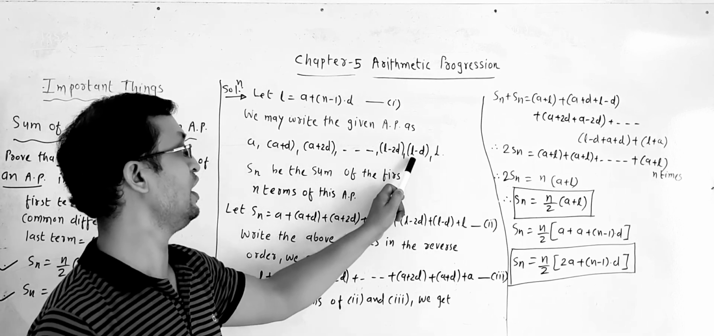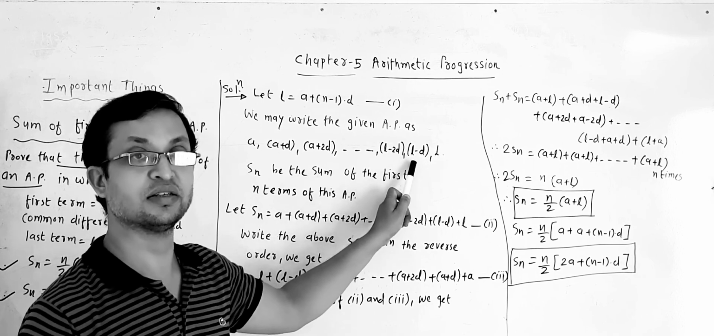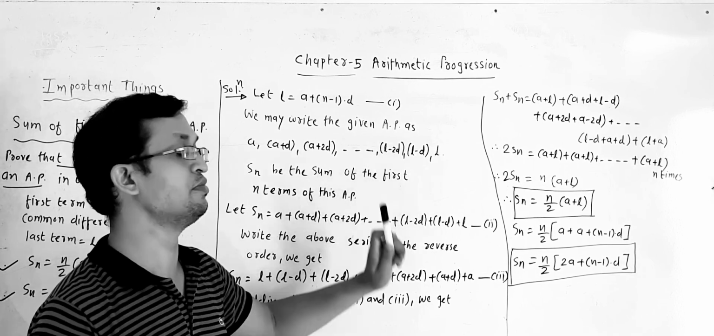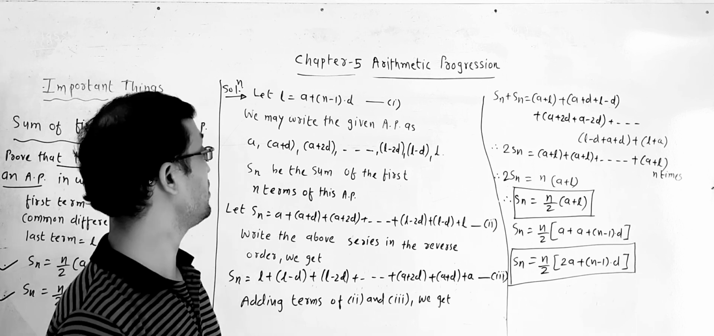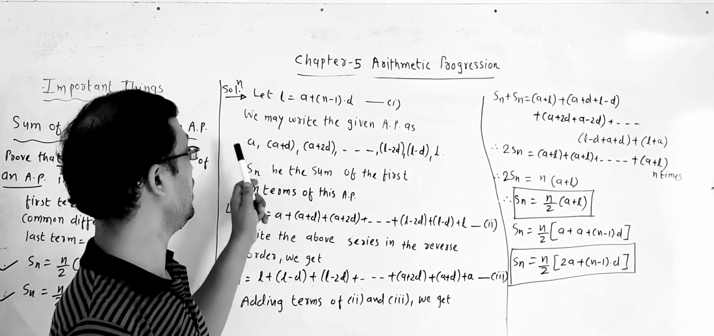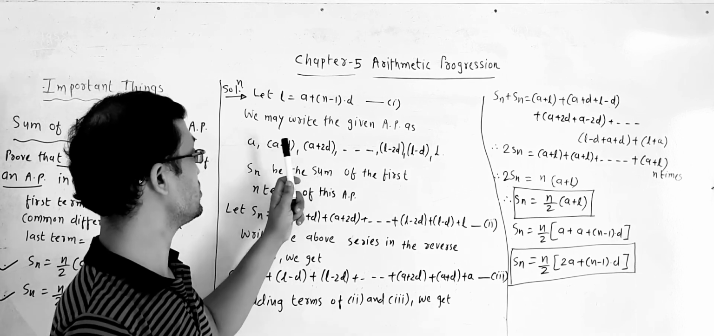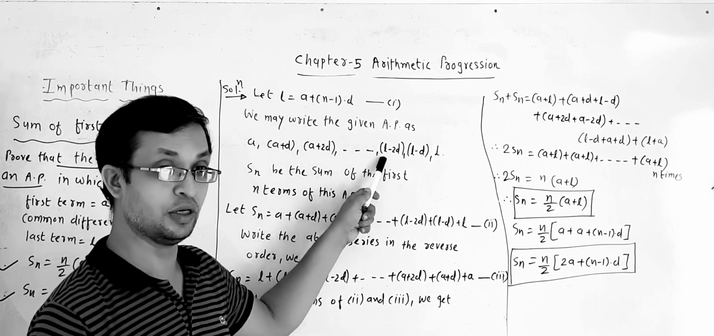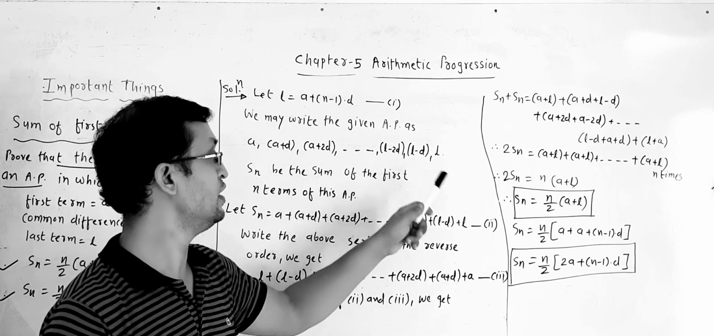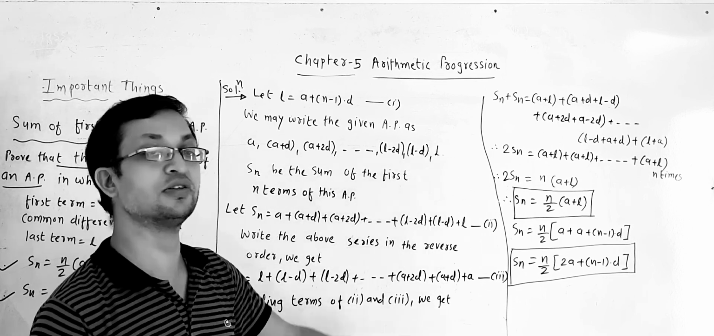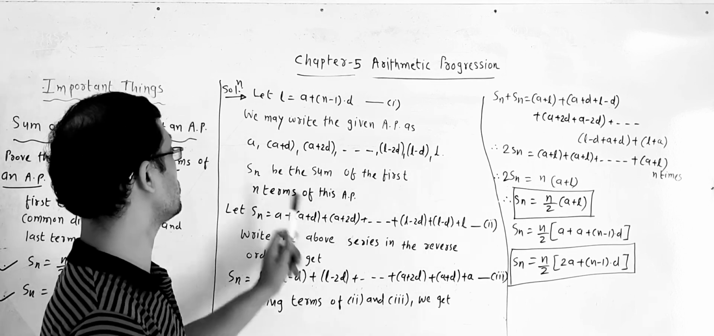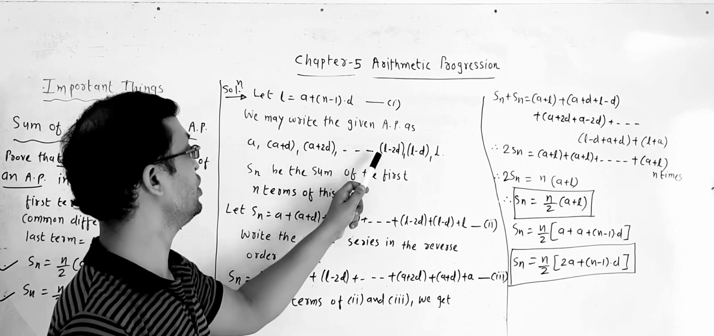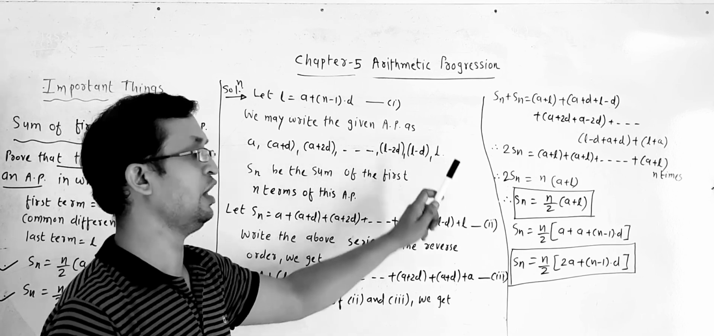Second last term is L minus d, and third last term is L minus 2d. So you remember this order. First term is a, second term is a plus d, third term is a plus 2d. Last third term is L minus 2d. L में से 2d सब्ट्रैक्ट होता है. Second last term is L minus d and last term is L. So remember: a, a plus d, a plus 2d, up to L minus 2d, L minus d and L.